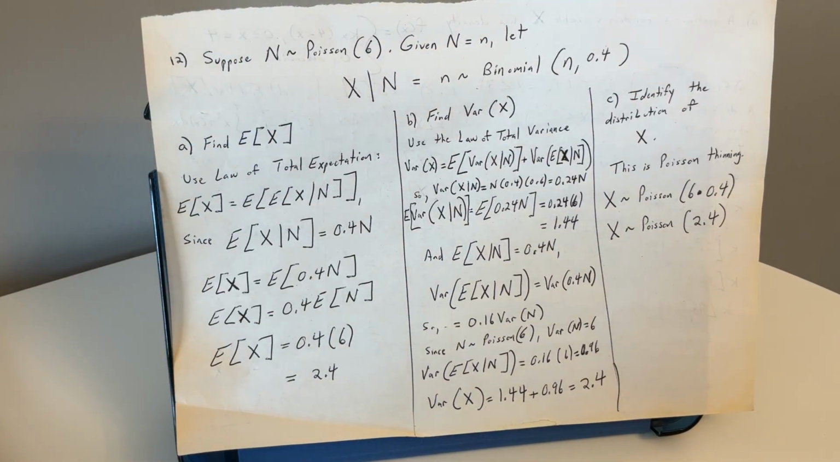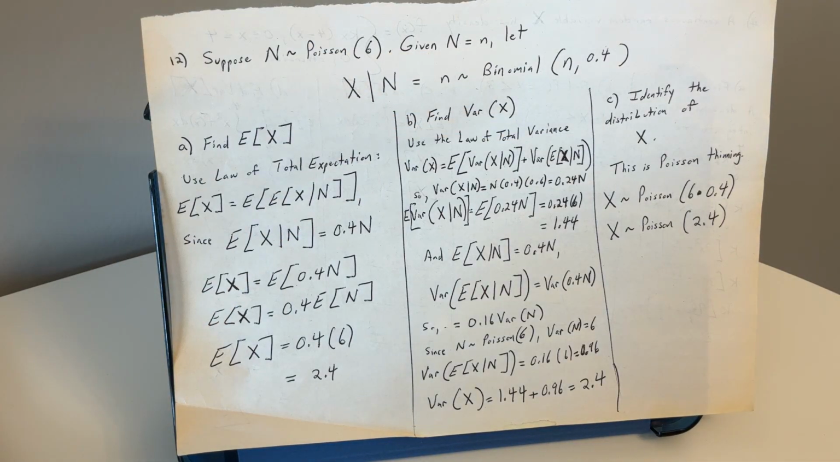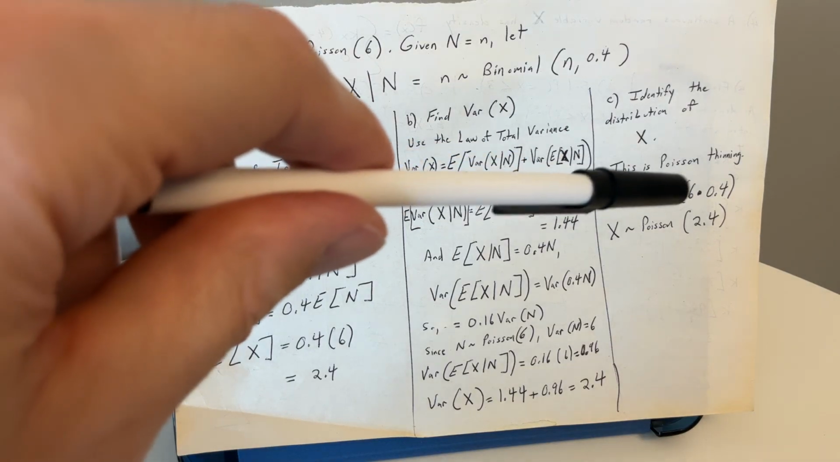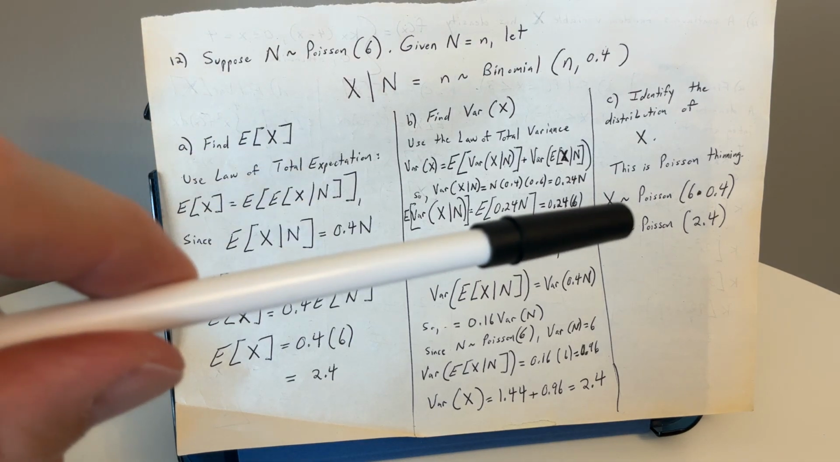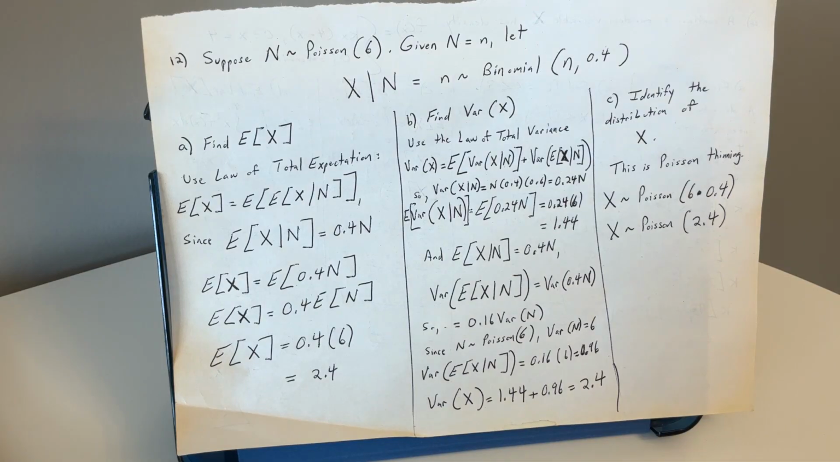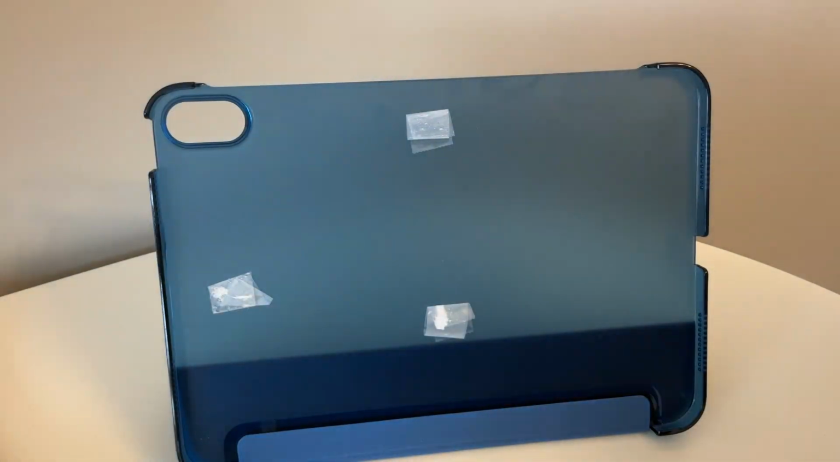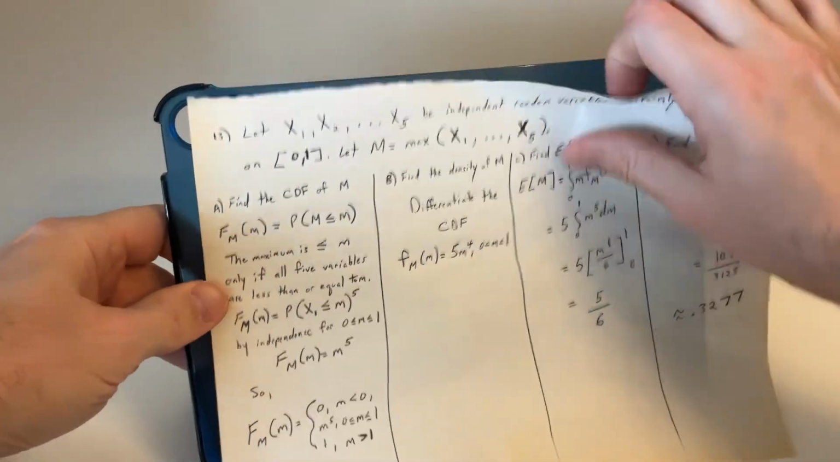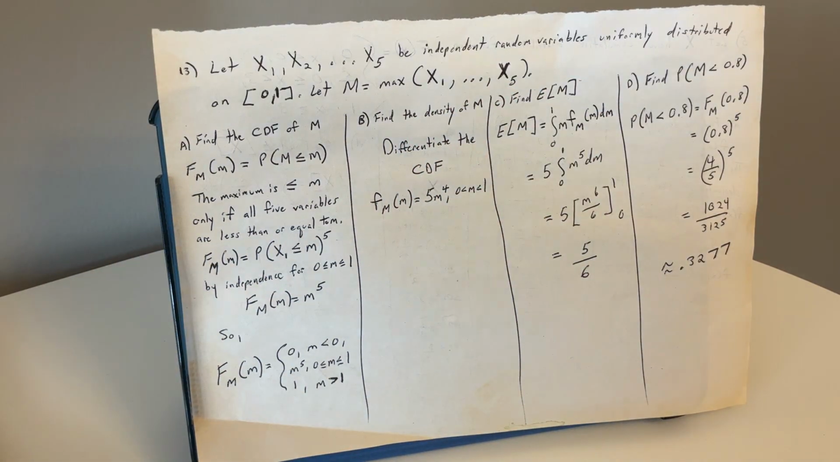Part C, identify the distribution of X. Well, this is Poisson thinning, so X is distributed as Poisson of 6 times 0.4. So that's X distributed as Poisson 2.4. So that takes care of number 12. Moving along, 13. Whoops, sorry about that. So, 13.